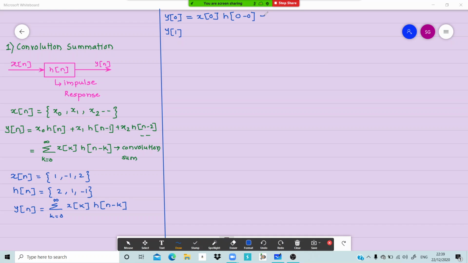So I'll write this first. X of 0 means 1, and h of 0 is 2. So the value that you are going to get is 2.